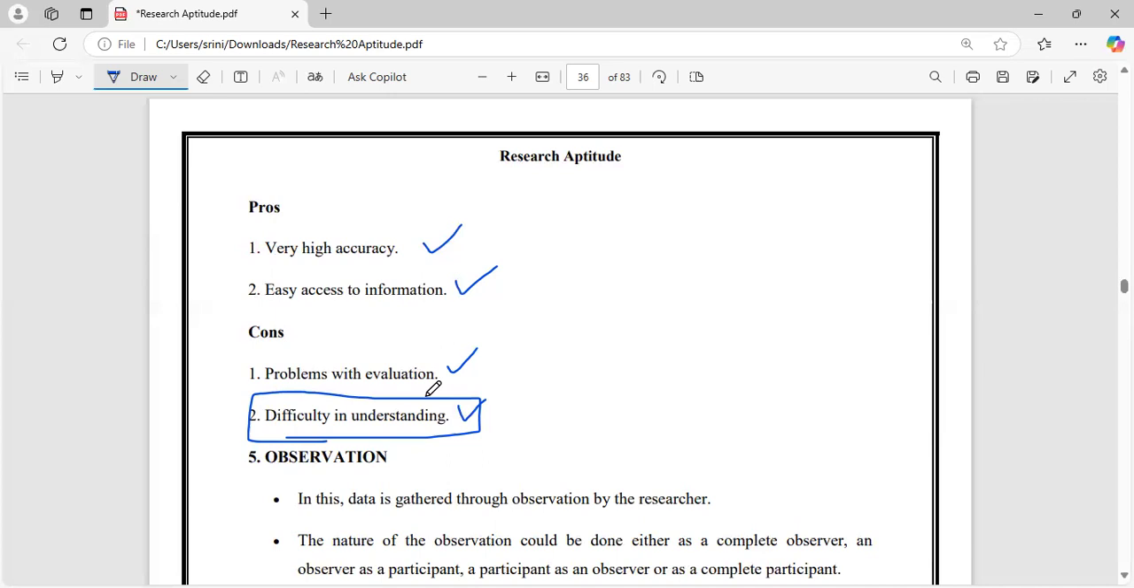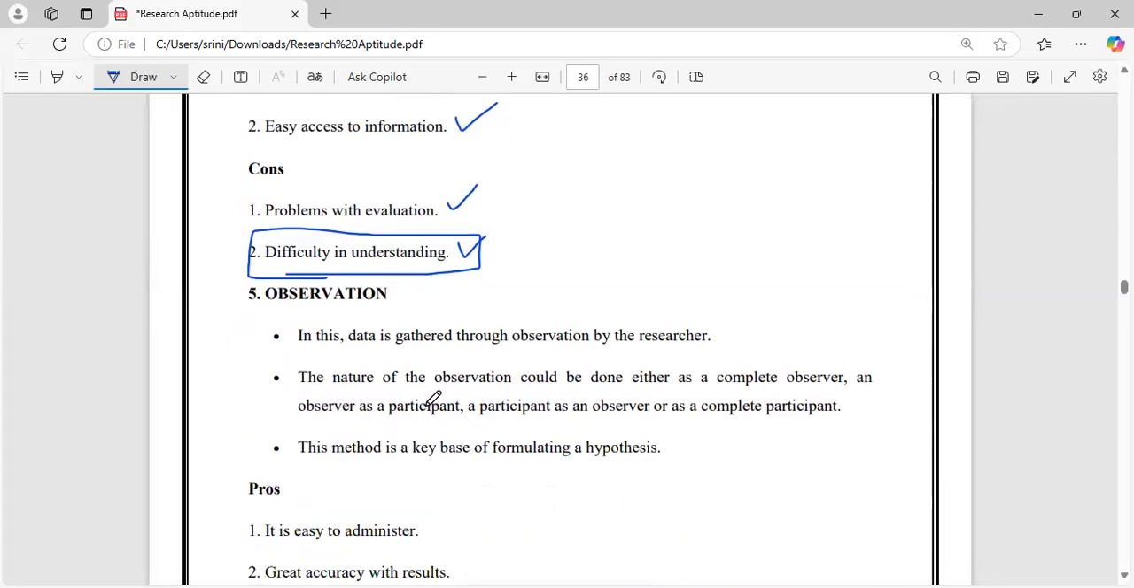The problem with secondary data is that it is data collected by others for their own research question. So some of the data might not be needed, or some of the data might include data that can lead us to incorrect research answers. Observation method: data is gathered through observation by the researcher.